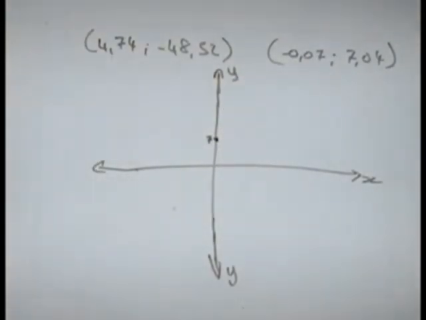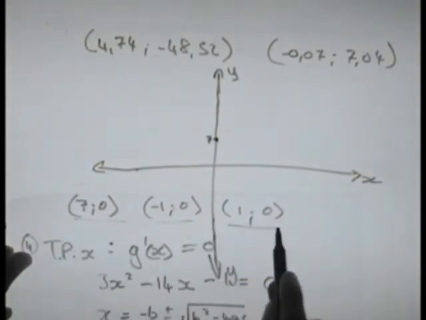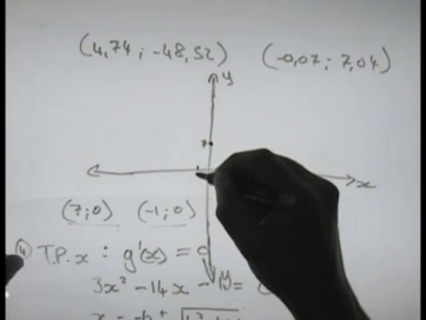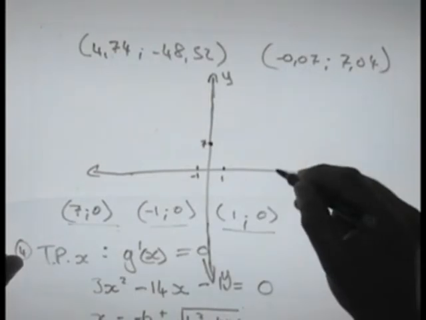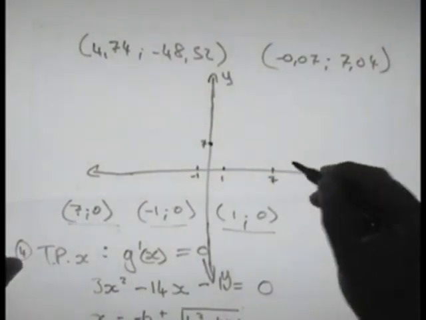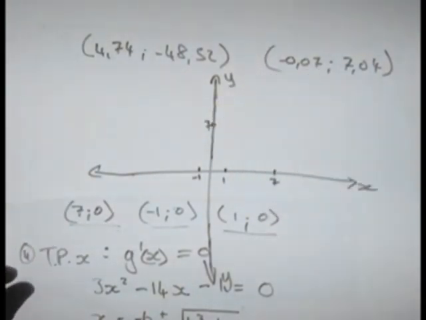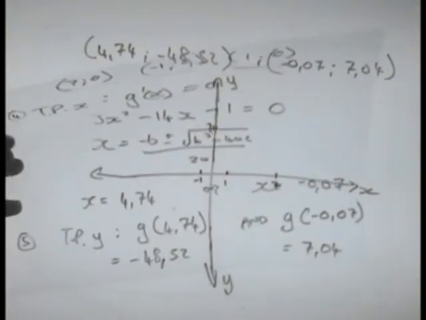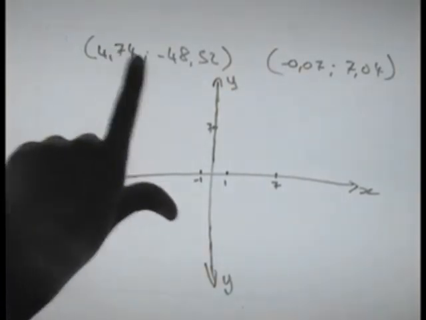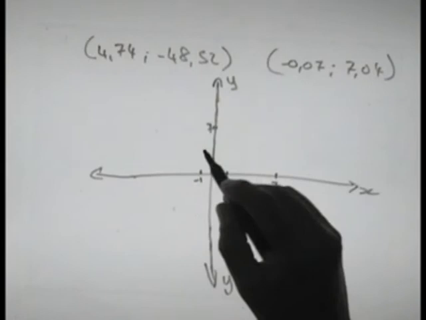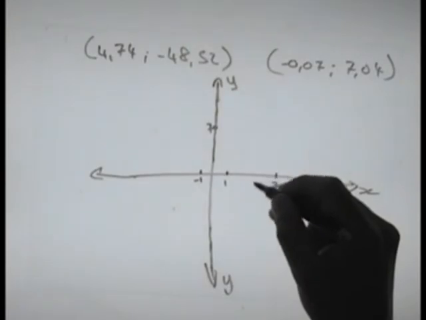Step 3, we are looking for our x-intercepts, or rather we found our x-intercepts to be these 3 points. Negative 1, 0 is going to come over here somewhere. 1 and 0 is going to be over here, and the other one, 7 and 0, is going to be over there. Let's just extend the 7 a little bit further upward. Alright, then we just need to look at our two turning points. Our turning points are given by these points over here. The first turning point is x is equal to positive 4.74, which is somewhere there.